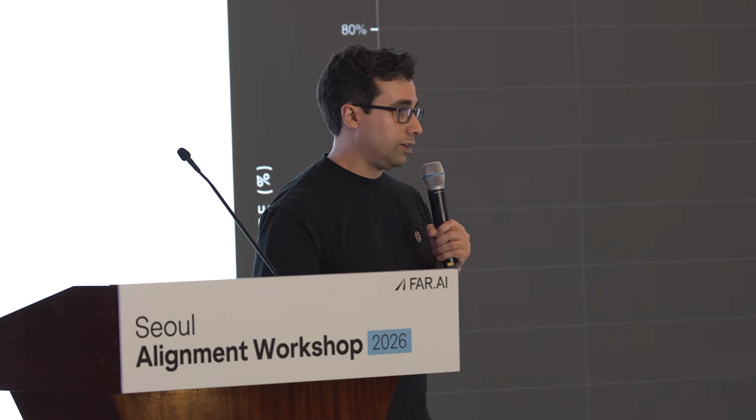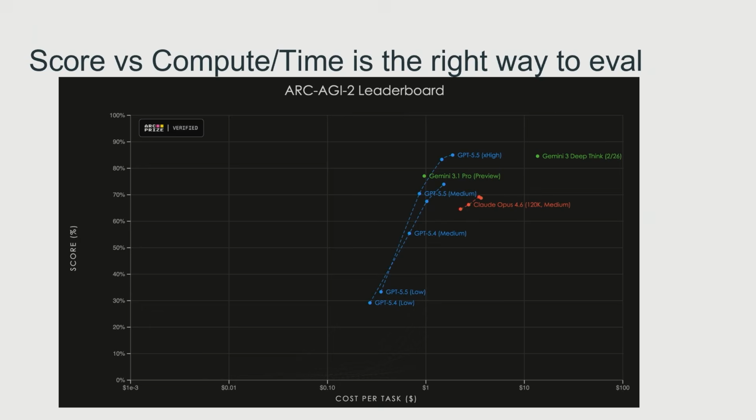Fortunately, there are some benchmarks that have shifted in this direction. I think ARC-AGI was actually quite early to this, where they plot performance with an x-axis of cost and the y-axis is pass rate. And you can see these nice scaling curves where you get better performance for a higher cost.